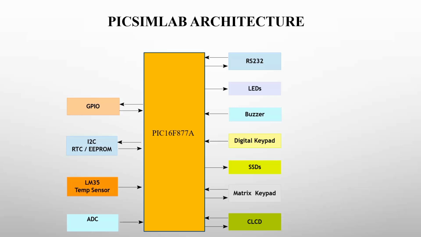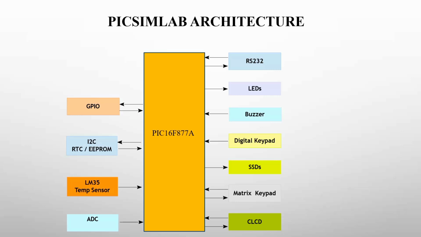It operates at a frequency of 20 megahertz, and it consists of general purpose input output pins, I2C pin, LM35 temperature sensor, ADC, CLCD, matrix keypad, SSDs, memories, digital keypad, buzzer, LEDs, and RS232. In our project, we are using some peripherals like LEDs, switches, keypad, timers, and CLCD. LEDs are used for visual feedback, switches and keypads are used to allow user input, and timers are used for counting and delays.